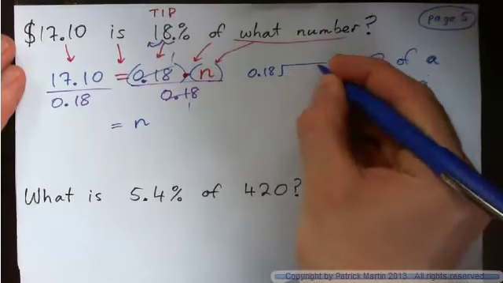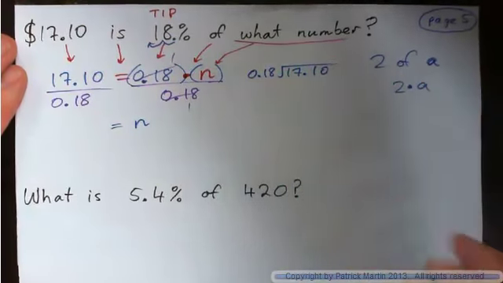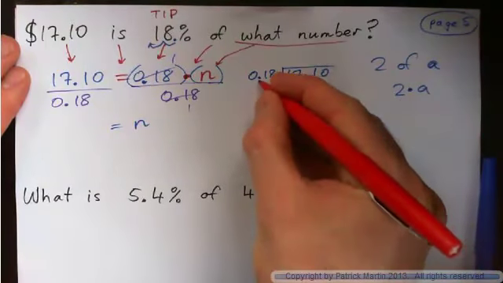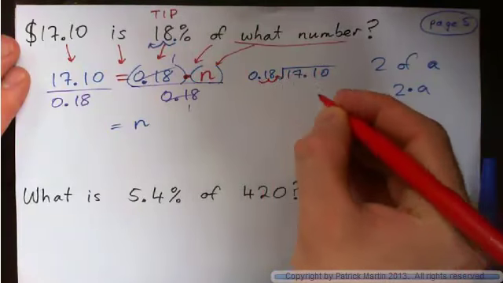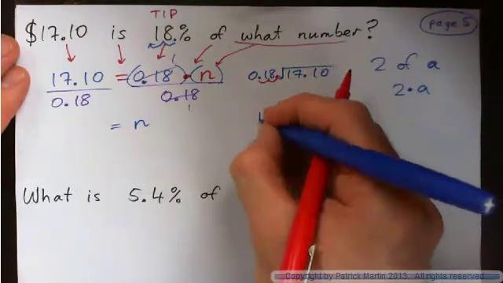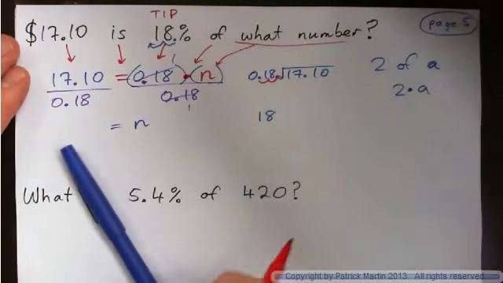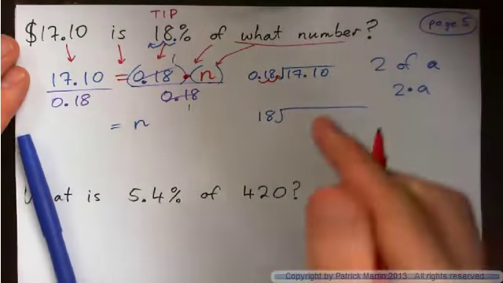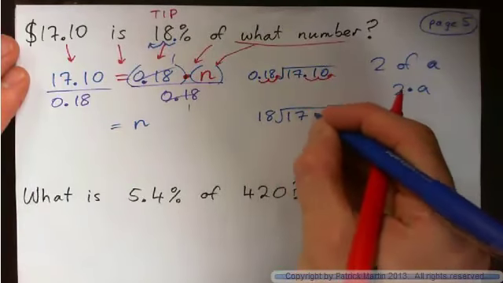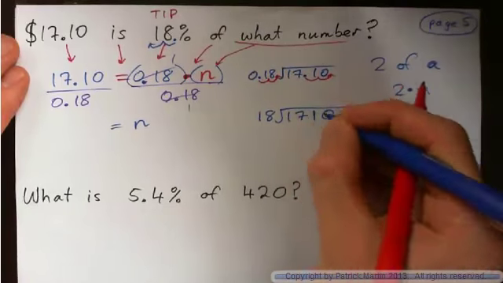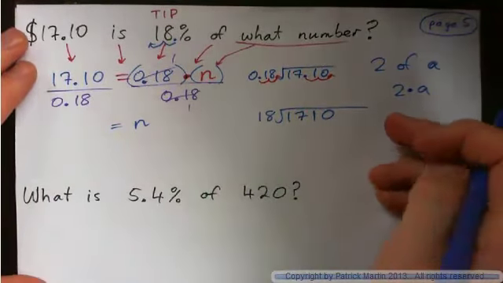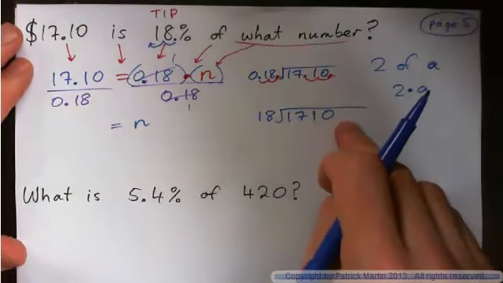0.18 into 17.10. I cannot divide a decimal into anything, so I need to turn it into a whole number. So I'll move the decimal point 2 spaces to make sure that's 18, because I want to use 18, a whole number, right? But I must do the same to this one, move it 2 spaces. So this was the trick we learned when we were dividing decimals, and we're getting to review that now, which is good. So go ahead and do this. What do you get?